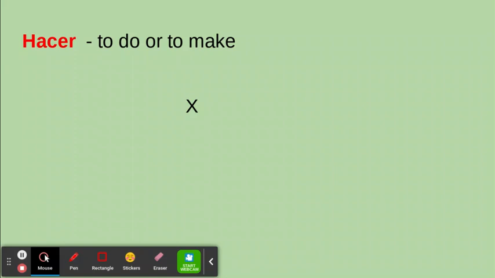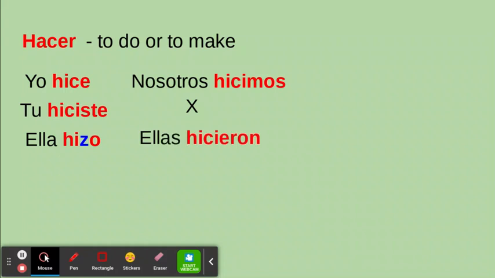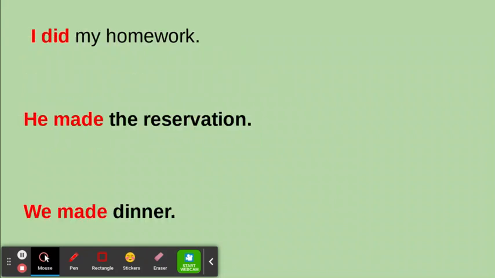The next verb is the verb hacer. Hacer means to do or to make. The conjugation in the preterite is yo hice, tú hiciste, ella hizo, nosotros hicimos, ellas hicieron. Notice that the third person, ella hizo, has a spelling change with that Z-O. So they all have a spelling change. That's why they're irregular. So instead of saying hacer, okay, it's hice, hiciste, hizo with a Z.